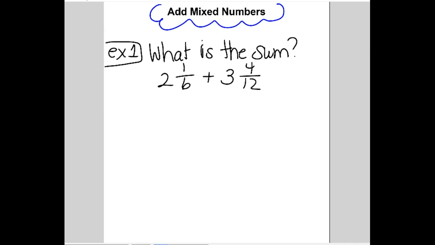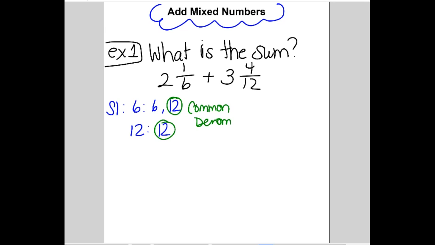So again, let's get started with our steps. Our first step, just like always, is find our common denominator. So let's go ahead and get our common denominator going. We have 6 and 12. I do know about my 6 and 12s. I know that 6 times 2 gives me 12, and I know 12 times 1 is 12. So my common denominator is 12. Equals 12. So that means that that is my new denominator that we're dealing with.